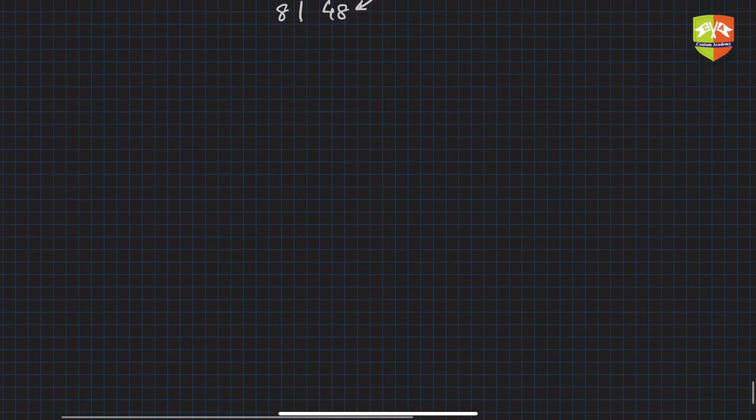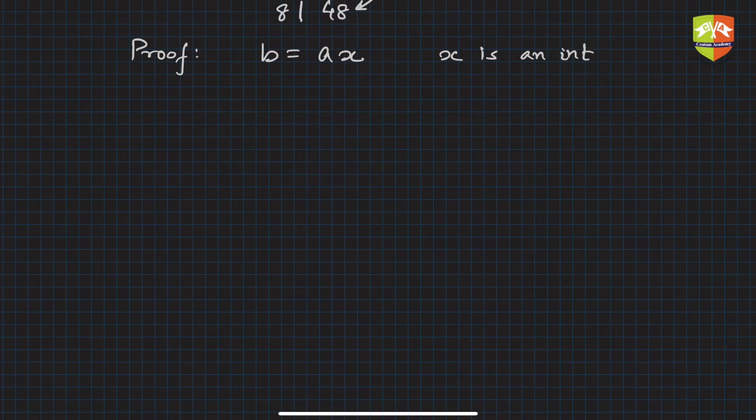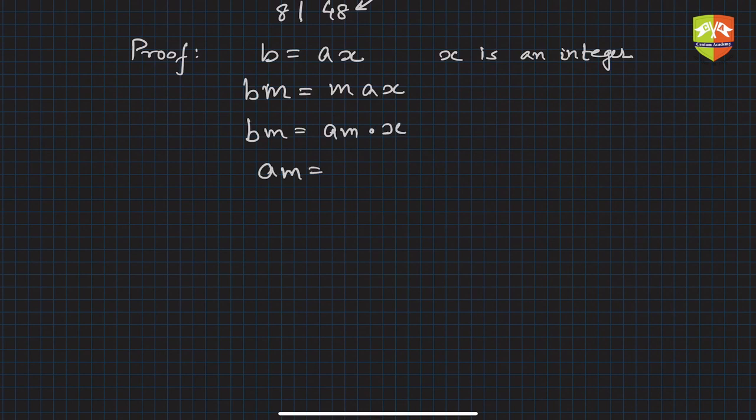Let's try to prove it. Very, very simple again. You will say that A divides B, that means B is equal to AX, again for some integer X. Every proof starts like that. Now I can multiply both sides by a non-zero quantity. So MB is equal to MAX, or BM is equal to AM times X. That means AM divides BM. Clear? So this one way is proven.